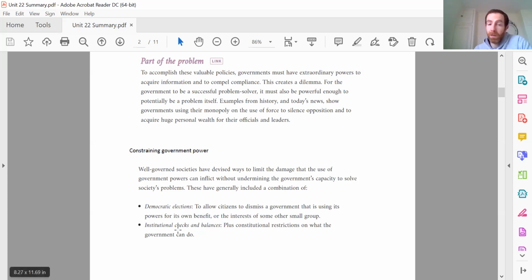And then we also have institutional checks and balances. So actually that there is, say, a constitution or some sort of legal framework that means governments can and cannot do certain things. So those are two good ways of constraining the power of government, so that we don't get into this problematic situation where government does things that are really negative for its citizens.